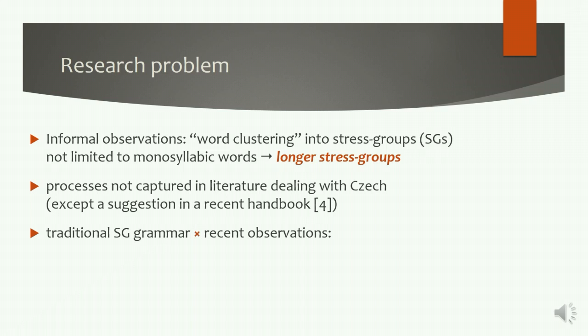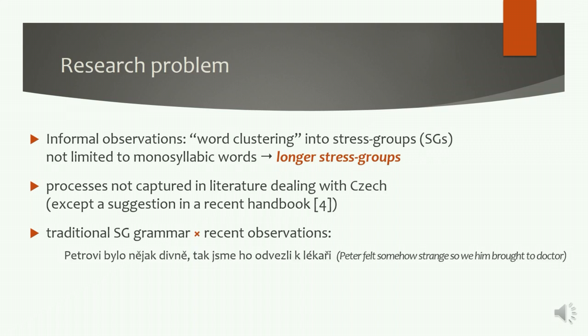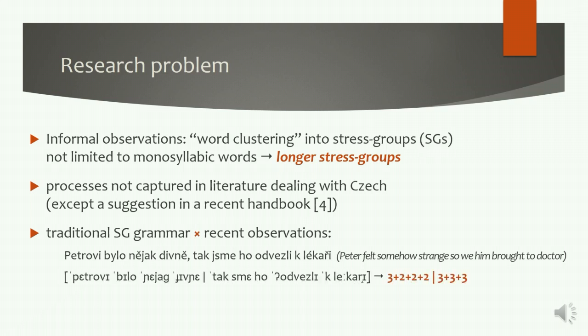We can demonstrate this difference between our recent observations and traditional stress group grammar on the following example. We have a sentence: Petrovi bylo nějak divně, tak jsme ho odvezli k lékaři. In English, Peter felt somehow strange, so we brought him to the doctor. Now, the traditional rules would predict a division of 3 plus 2 plus 2 plus 2 and 3, 3, 3 in the next phrase, but we more often hear something like this: Petrovi bylo nějak divně, tak jsme ho odvezli k lékaři. So we hear longer groupings.